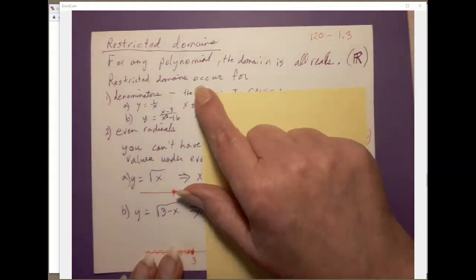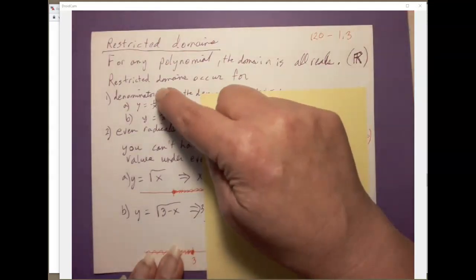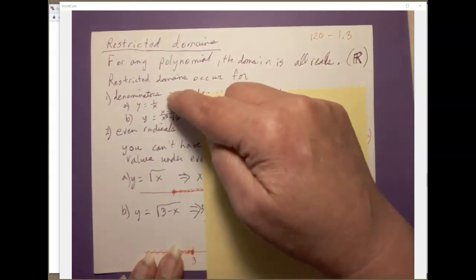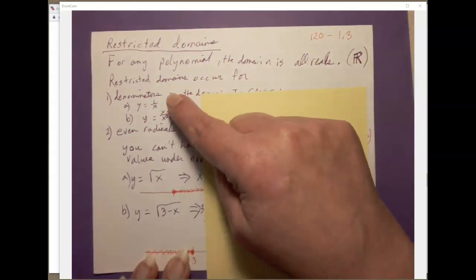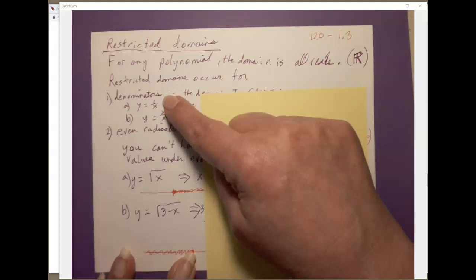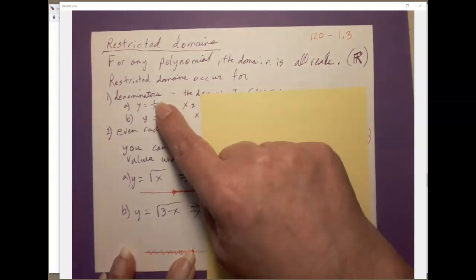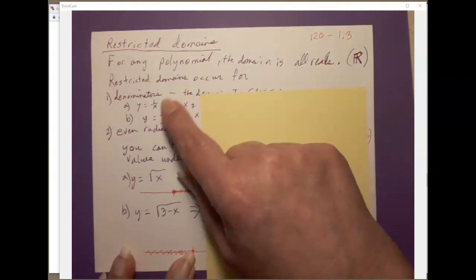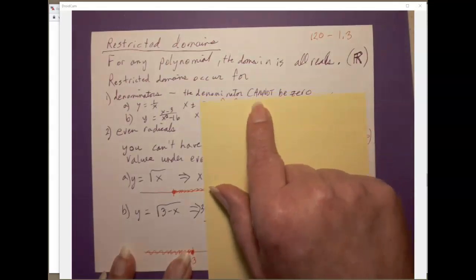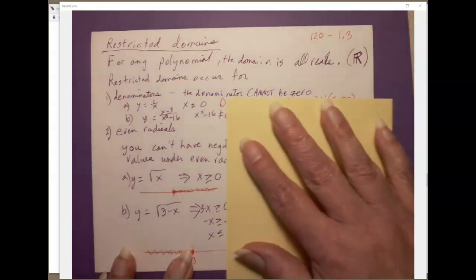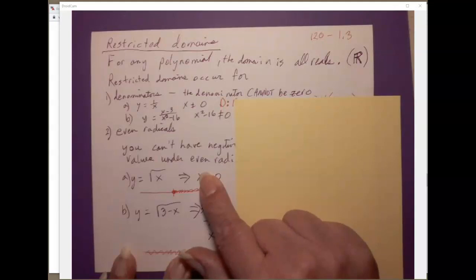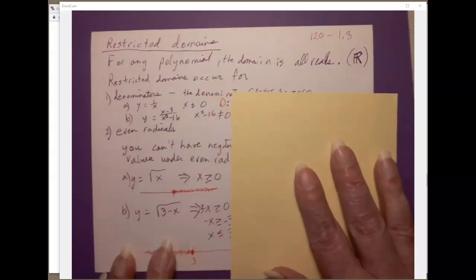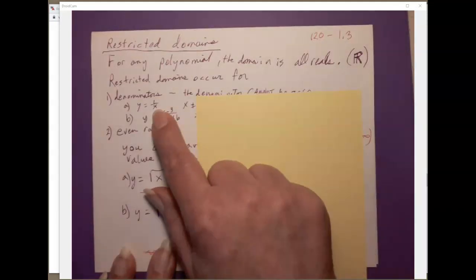So restricted domains occur basically in 2 places for us. Some of the trig functions have restricted domains too, but we're not going to cover those. We'll assume you've done those before, and we won't go back over them. Denominators can't be 0. And under even radicals, you can't have negative values. So those 2 things. So for instance, if I have 1 over x, that means x can't be 0, so the domain would be all reals, x is not equal to 0.